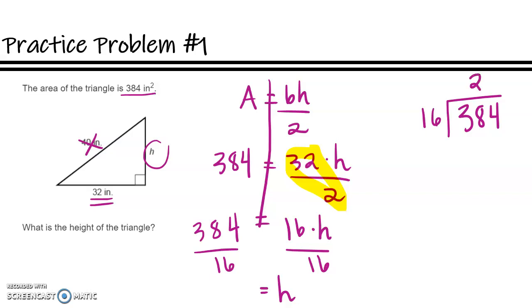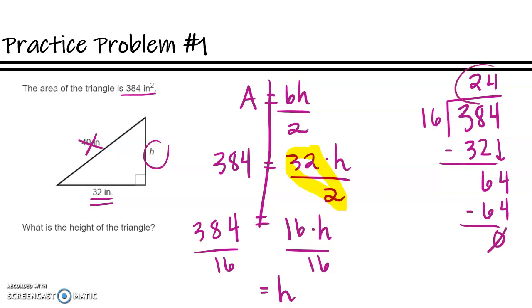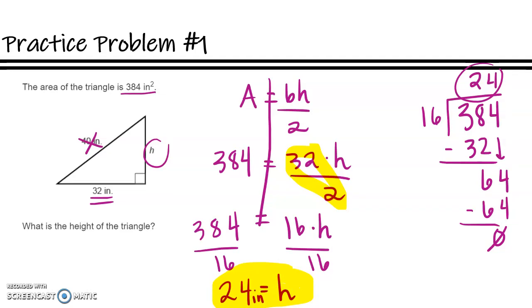16 goes into 38 twice. That is 32. And I'm left with 6. Bring down the 4. And 16 goes into 64 4 times exactly, because 4 times 16 is 64. So the height of my triangle is 24, and that's going to be in inches. And it's not squared because it's just one dimension. Again, if you wanted to check your work, always a wise choice. You can check to make sure that 32 times 24 divided by 2 does give you 384.